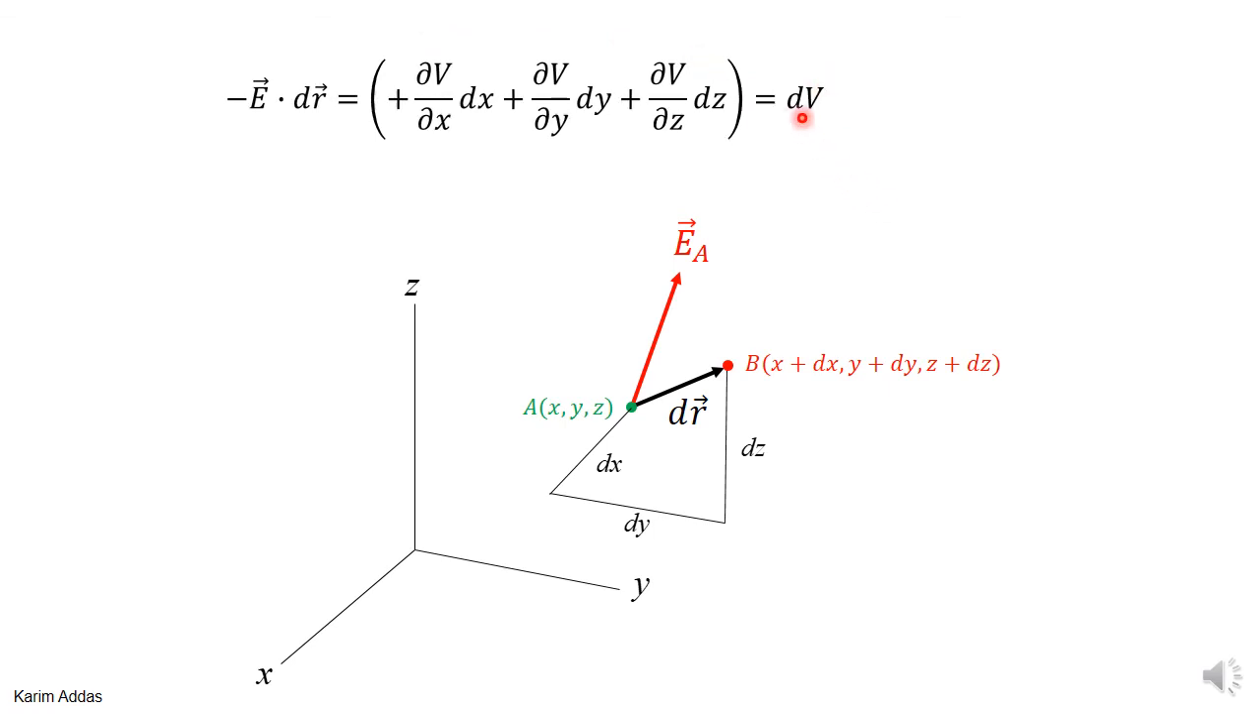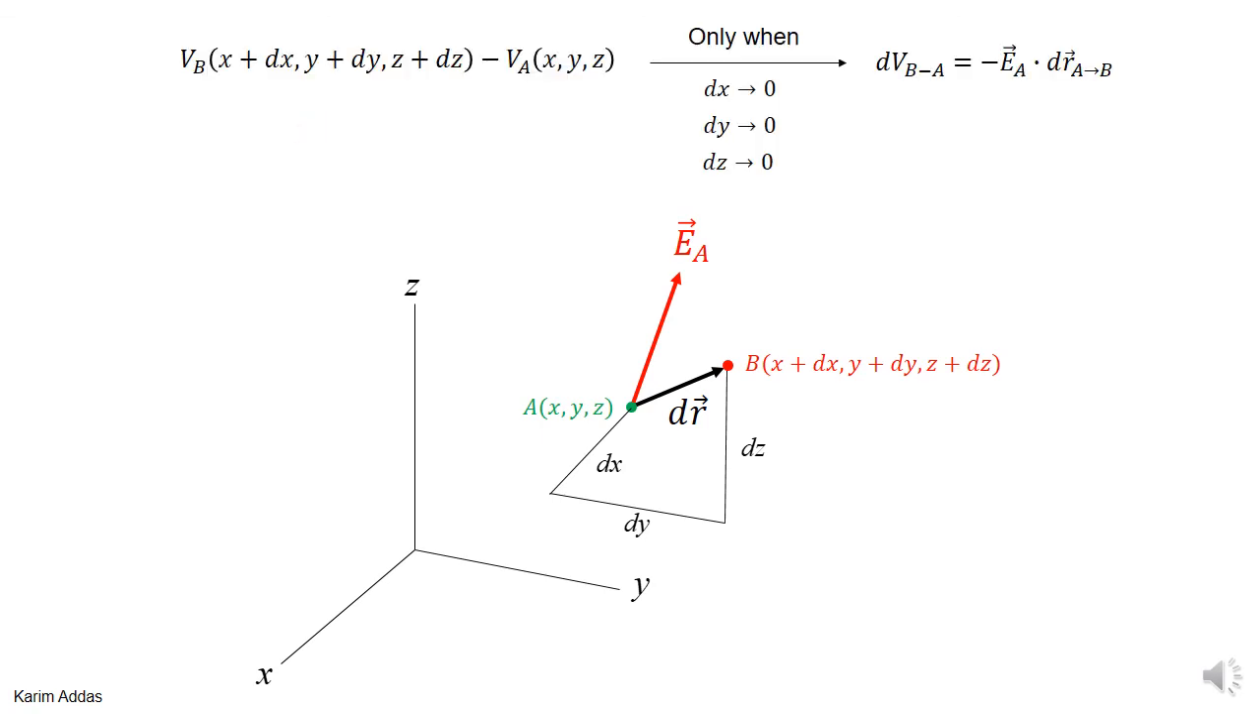It's just the difference in potential between two nearby points. So we've arrived at a result: the difference in potential between 2 points that are very close is just the negative of the electric field dotted into the displacement vector from one point to the other. Written in more detail, dV, B minus A, because I'm getting the potential at B minus the potential at A, is equal to minus the electric field at A dotted into the displacement vector from A to B.